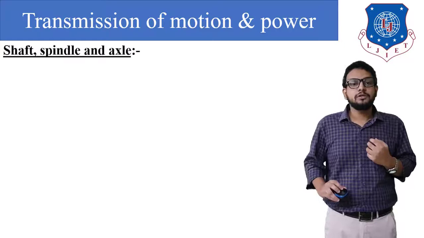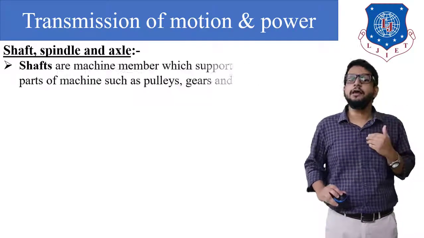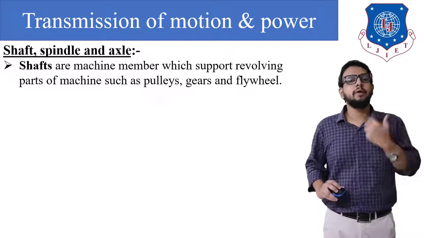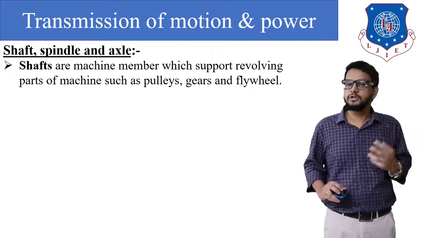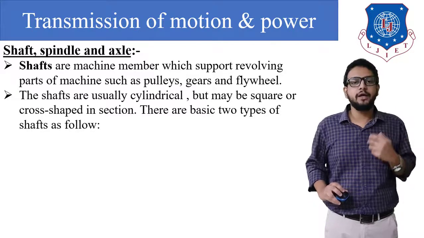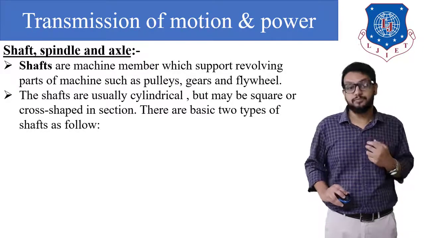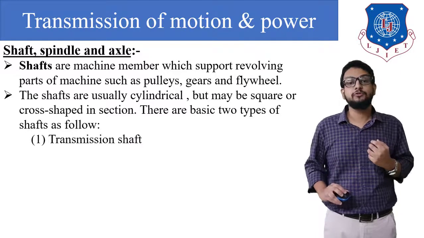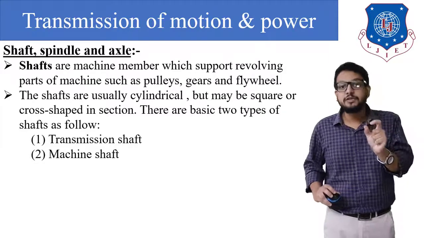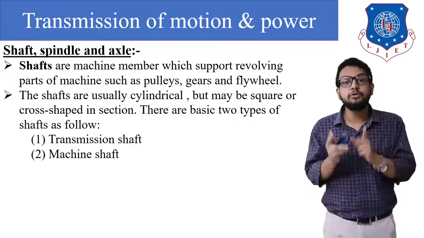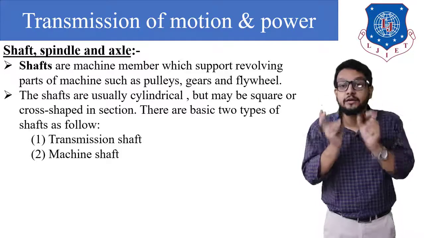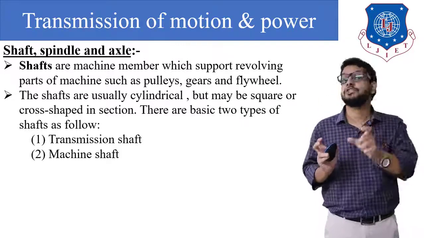Now comes: what is shaft, then what is spindle and axle. Let's see that a shaft is a machine member which supports revolving parts of a machine such as pulleys, gears and flywheels. Shafts are usually cylindrical in shape but may be square or cross-shaped in section. There are two basic types of shaft: first transmission shaft, second machine shaft. A transmission shaft, as the name suggests, is going to transmit mechanical power from one machine to another machine. That is, an intermediate shaft is called a transmission shaft, remember.